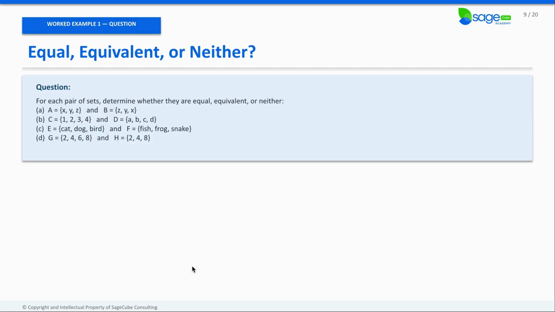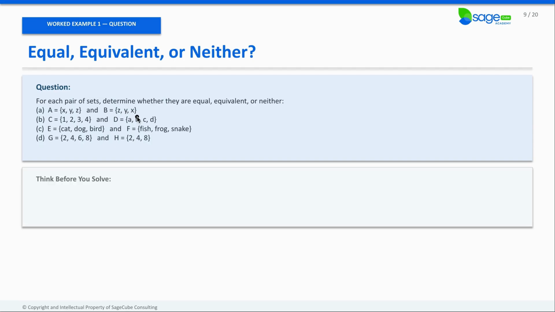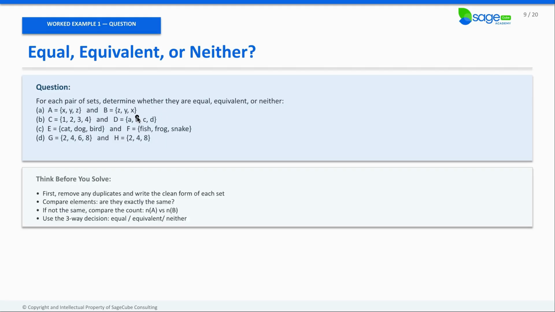So here's the question. For each pair of sets, determine whether they are equal, equivalent, or neither. Okay, so these are the questions that we have. A is the set X, Y, Z. B is X, Z, Y, X. But before we do all these things, please remember: remove all duplicates, compare and see if they're exactly the same elements or same sizes. Then we conclude and make our decision that they are equal, equivalent, or neither.